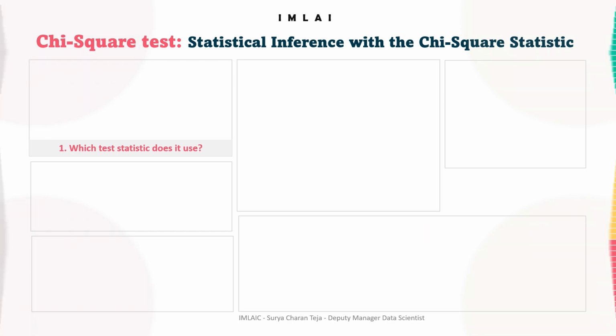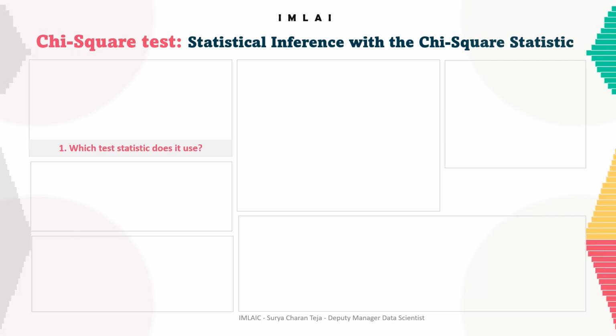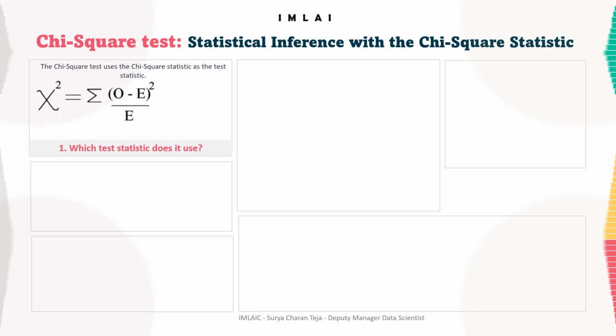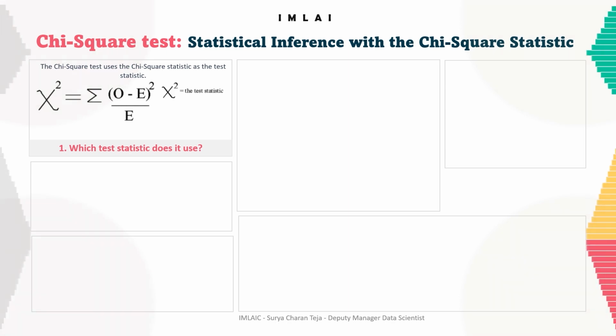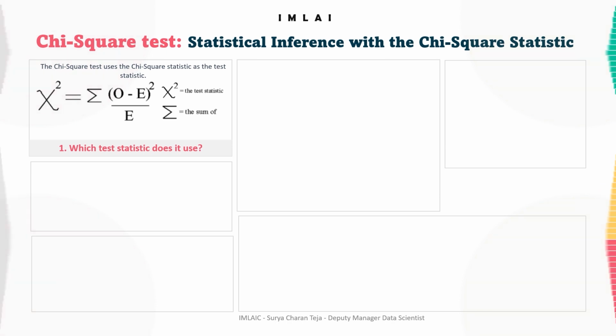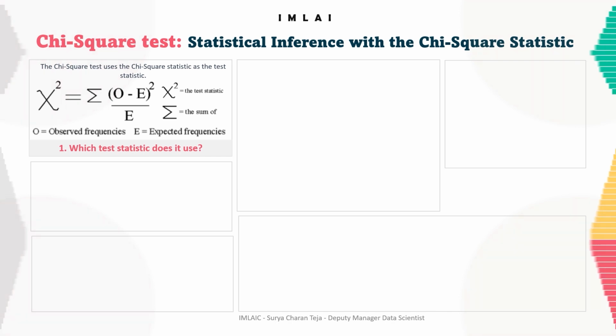The chi-square test uses the chi-square statistic as the test statistic. Chi-square is equal to the sum of (observed minus expected) whole squared, divided by E, which is expected. Here the summation is the sum, O is the observed frequencies and E is the expected frequencies, and this is the test statistic we are going to use.